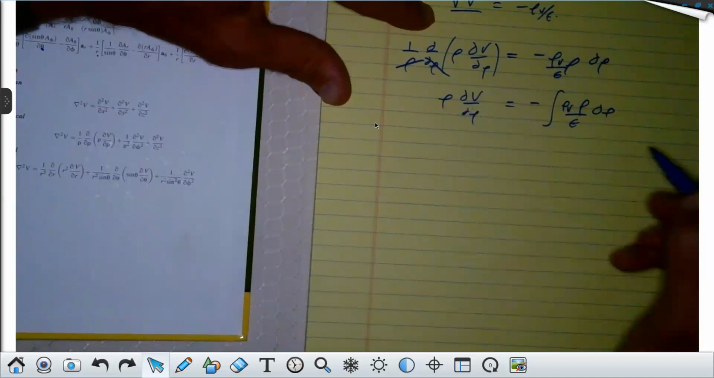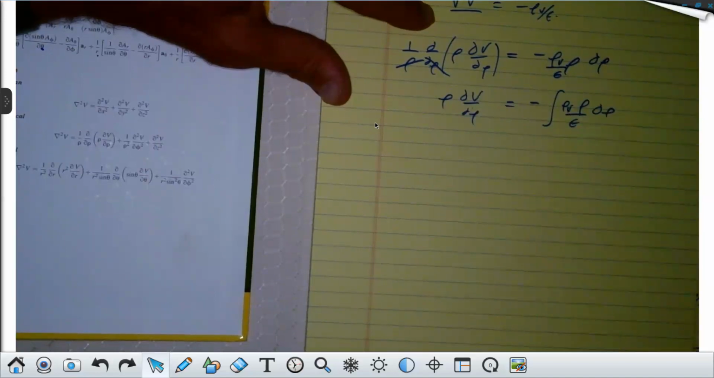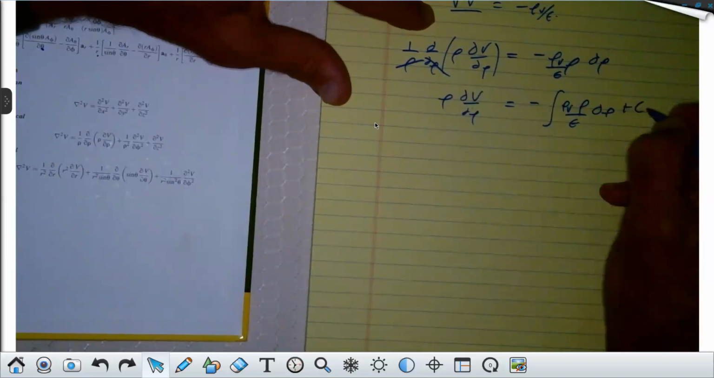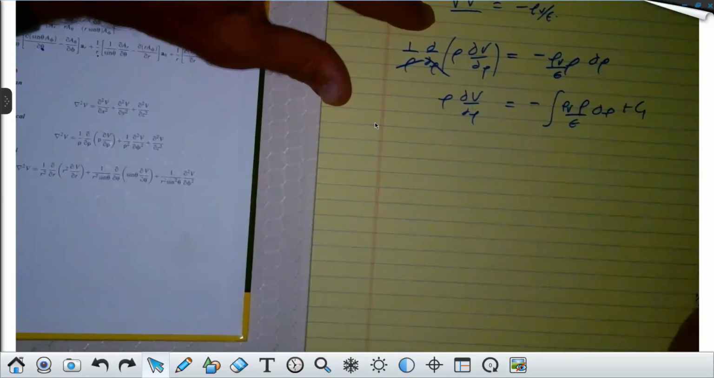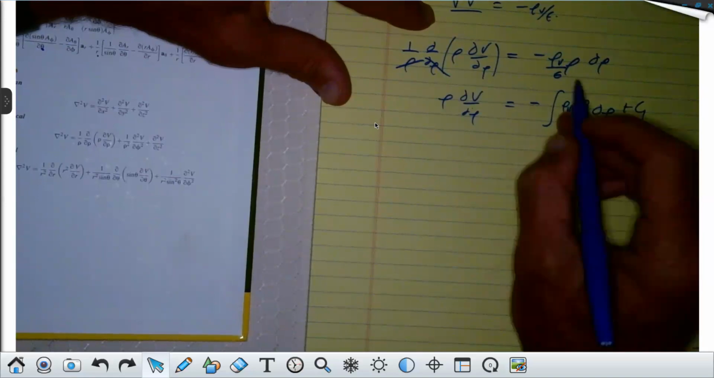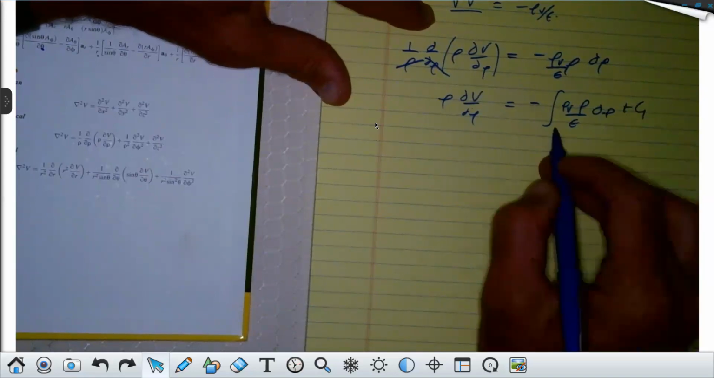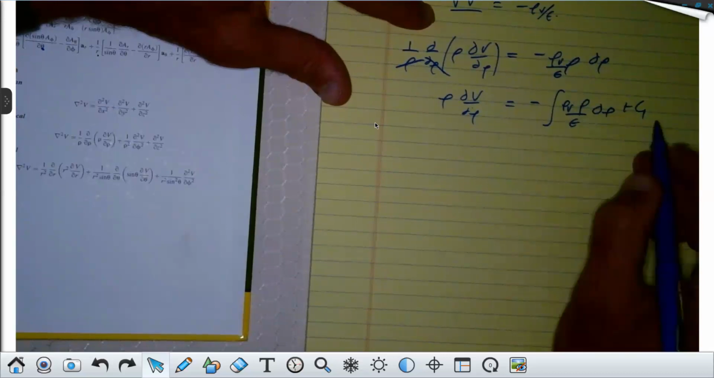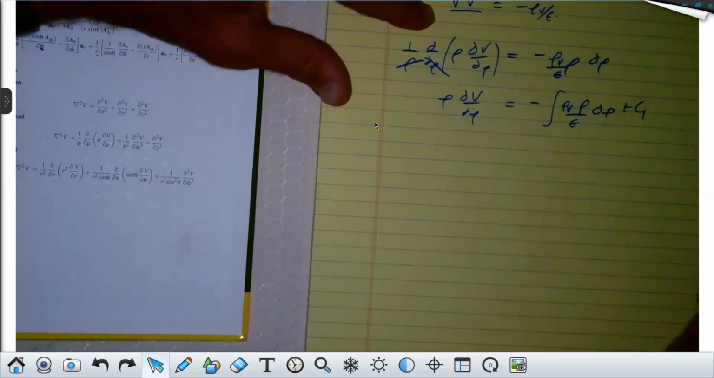Now remember, I didn't put any limits on here. So when I do this first integration right here, I have to add a constant. With me? When I go ahead and integrate this thing, whatever the results are, I'll have to add a constant to it. You understand why? Because it's indefinite. There's no limits. If there were limits, I wouldn't have to add that constant. Then you have to divide by rho.